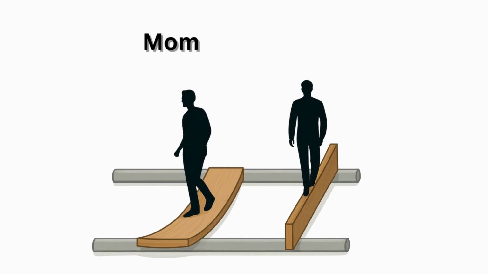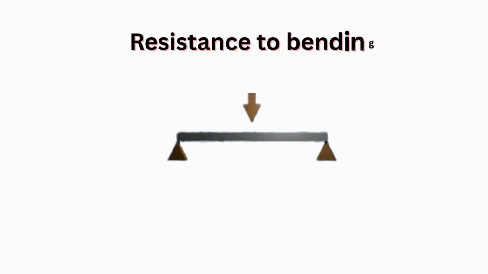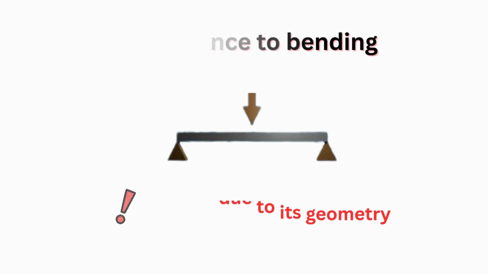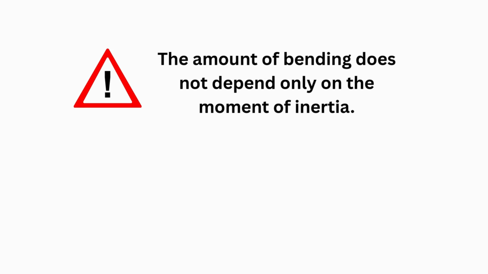In this video, we're going to talk about what the moment of inertia is. The moment of inertia is denoted by the letter I and is also called the second moment of area. It describes how easy or difficult it is for a structural element to bend, purely because of its geometry. But be careful. The amount of bending does not depend only on the moment of inertia.